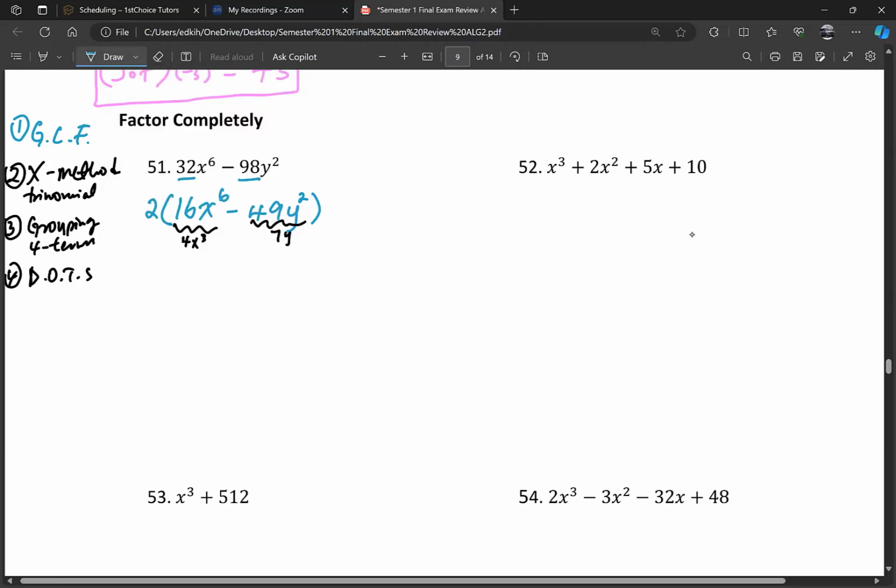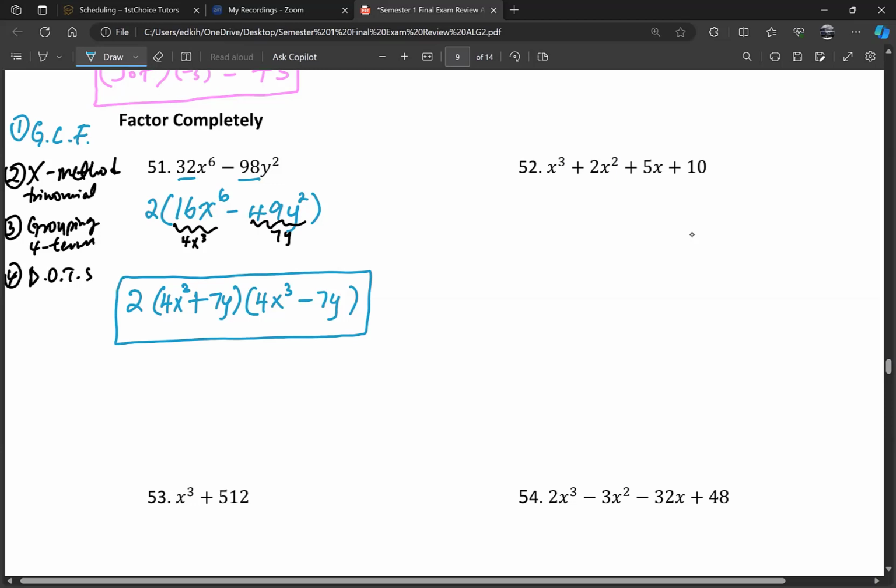So now, once you know that we have a DOTS, we know that we always have 2 parentheses. One of them always has a plus, the other one always has a minus. So now we just fill the blanks with the square roots that you just found. So this is 4x to the 3rd and 7y, 4x to the 3rd and 7y. And there's no place else to go. So that's fully factored. You may have to pause this and watch it several times.